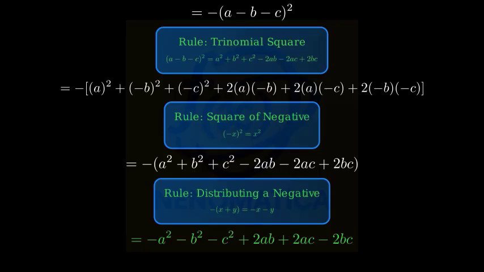Therefore, our final expansion of the product a minus b minus c times b minus a plus c is negative a squared minus b squared minus c squared plus 2ab plus 2ac minus 2bc.